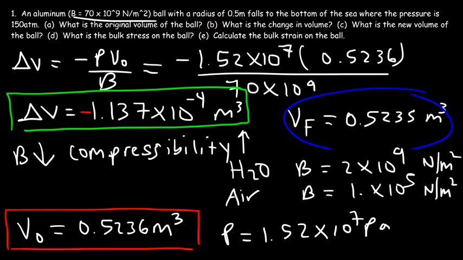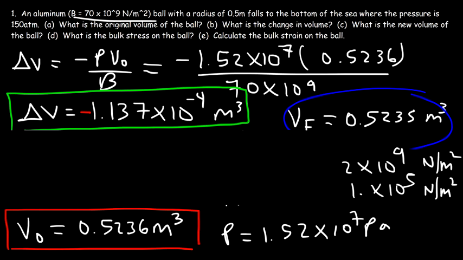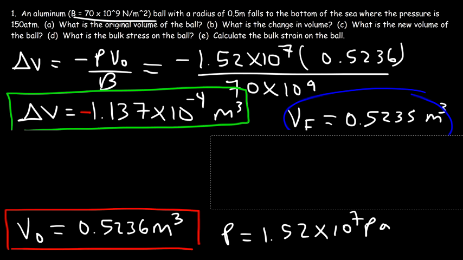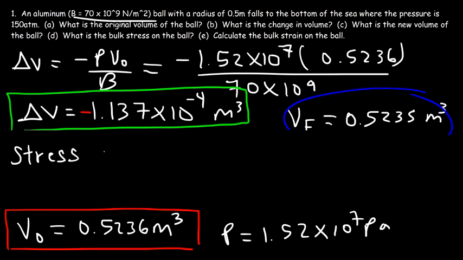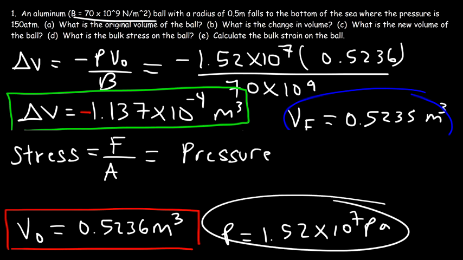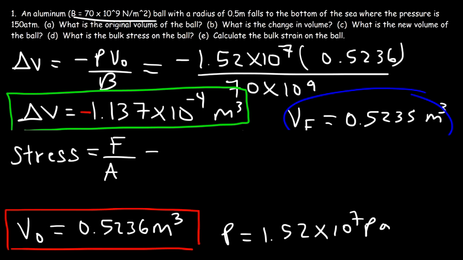What is the bulk stress on a ball? So what should we do in order to calculate the bulk stress on a ball? The bulk stress is force divided by area. And we know force divided by area is the pressure. And we have the pressure in pascals. So the bulk stress is 1.52 times 10 to the 7 pascals, or newtons per square meter. So that's the answer for part D.